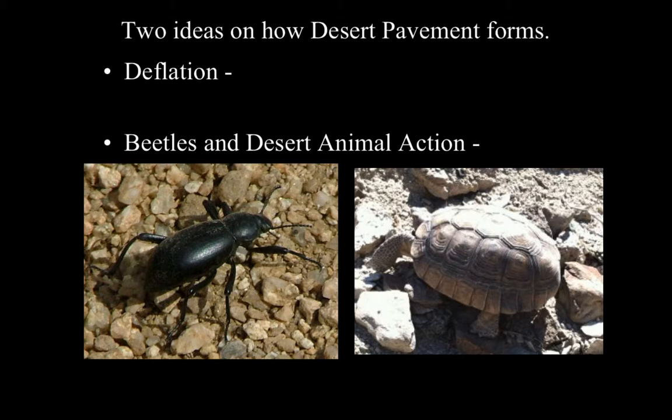And one experiment done at UC Santa Cruz had some of these beetles walking around in a terrarium with gravel and sand and silt, and over a period of time, a desert pavement was developed. So that's an idea, although deflation seems to be the more popular idea for forming these desert pavements. But one thing about them, they do take hundreds to thousands of years to form.